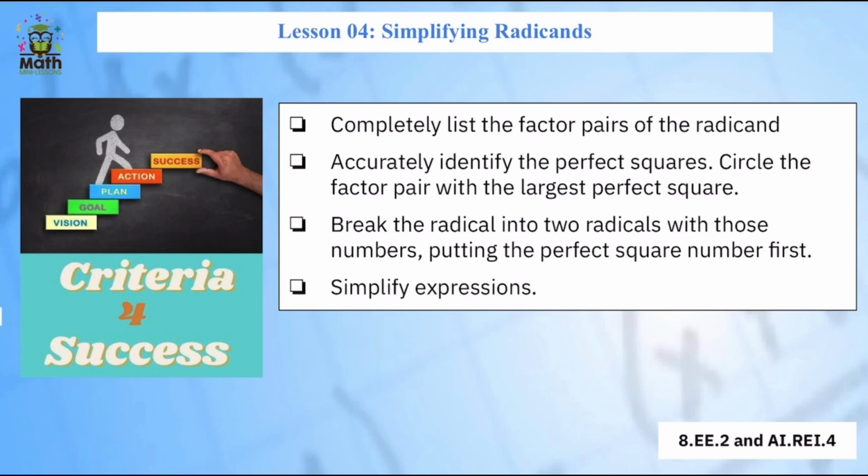To lesson 4. We're going to simplify radicands in this lesson, and these are not going to be perfect squares, so watch how we solve. First thing I'm going to do is completely list the factor pairs for that number inside the square root symbol, that radicand.